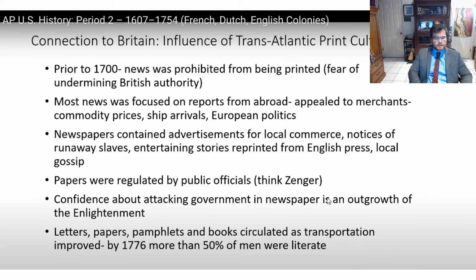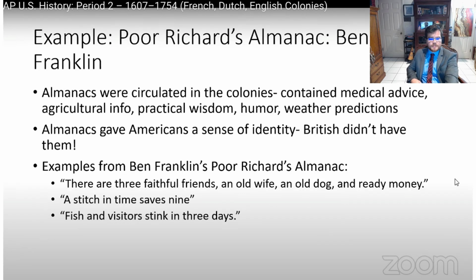Okay, so attacking the government through the newspaper is going to be just a catalyst for the Enlightenment movement. Okay, so the Enlightenment movement, the First Great Awakening, are going to lead to the American Revolution. Okay, so by 1776, half the population, half the men are going to be literate. Okay, they're going to be reading stuff. They're going to be spreading ideas. Readers are leaders, guys. Readers are leaders. It's not cringy to say that.